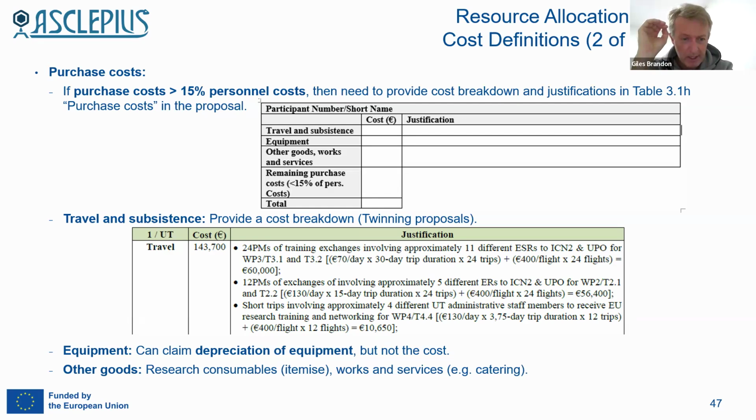Other goods that get listed on the purchase costs are things like research consumables. My advice here is, as always, give a breakdown, itemize them. You may also have under this category things like works and services. So the classic one is catering costs for holding consulting meetings, holding workshops.